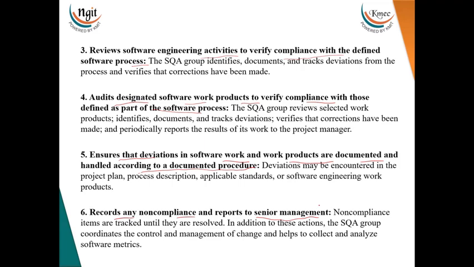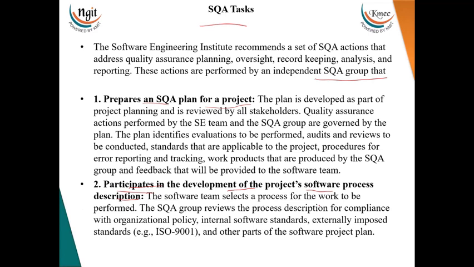Okay, so that's what it's saying. So I'll just read out. The plan is developed as part of project planning and is reviewed by all stakeholders. Quality assurance actions performed by the software engineering team and the SQA group are governed by the plan. The plan identifies evaluations to be performed, audits and reviews to be conducted, standards that are applicable to the project, procedures for error reporting and tracking, work products that are produced by the SQA group, and feedback that will be provided to the team.